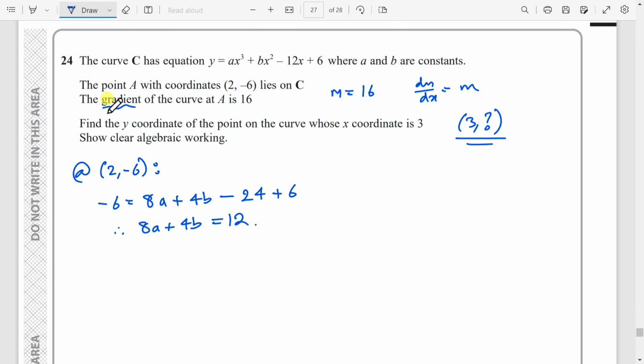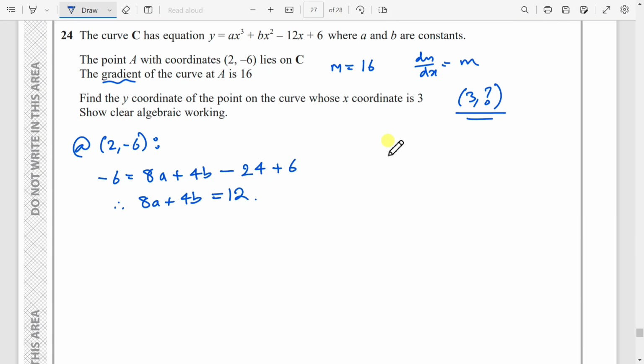Now the second part, the gradient of the curve at A is 16. So this means when you differentiate this, it should equal 16. So let's do that. To differentiate, guys, if you're not too sure how to do that, all you got to do is literally drop the power in front and subtract the power by 1. So for example, ax cubed becomes 3a x to the power 2. Subtract the power by 1.